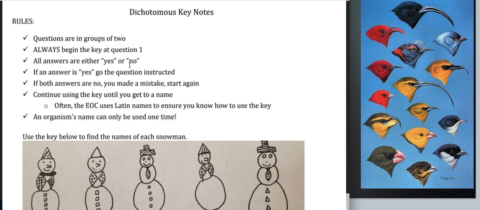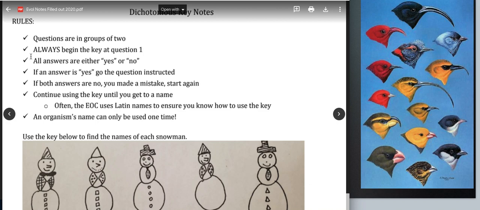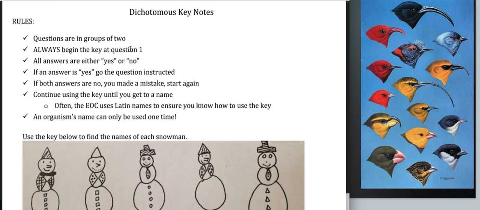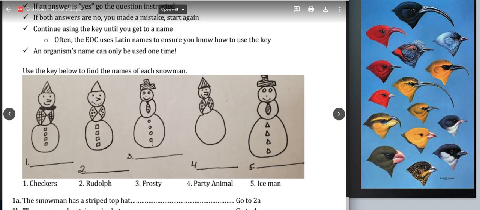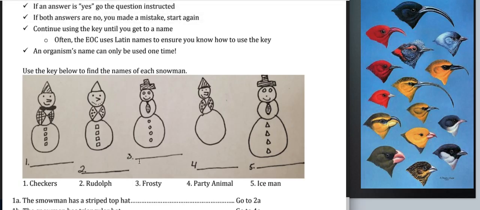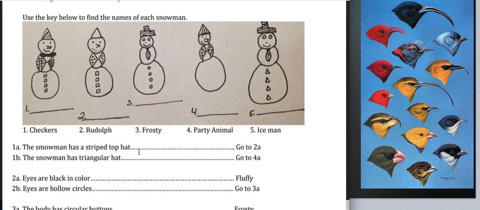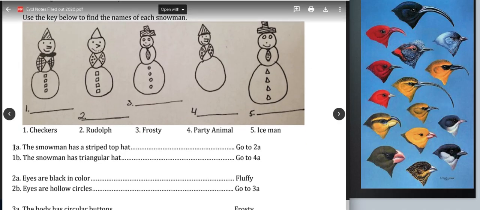Okay? So, you always begin the key at question 1. You always do. So it doesn't matter. Even if you're looking at snowman number 3, you're still going to begin at question 1. So here's 1. If I'm looking at snowman number 4, I'm still going to be looking at number 1. If you're looking to find the name of snowman 5, you're going to start with question 1 each time.